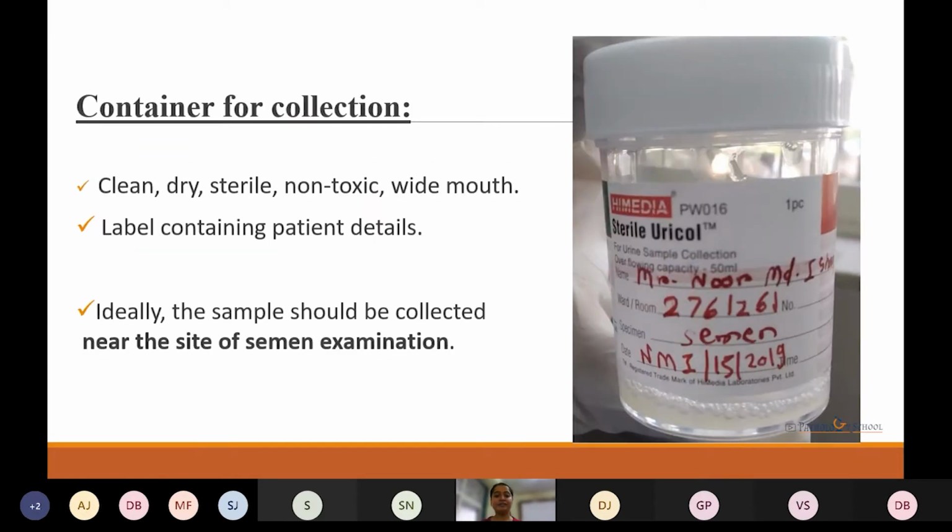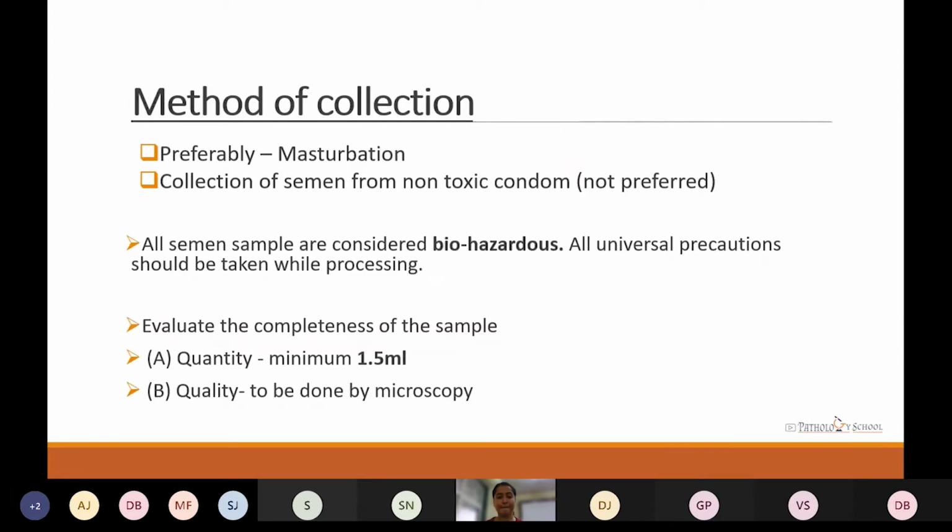Now here is the container for collection. Proper label should be on the container with the name, MRD, and the sample collector. The container should be clean, dry, and non-toxic, and it should have a wide mouth. Ideally, the sample collection should be done near the site of examination. But if it is done outside the lab, it has to reach the lab within 1 hour of collection, and the container should be kept close to the body of the patient.